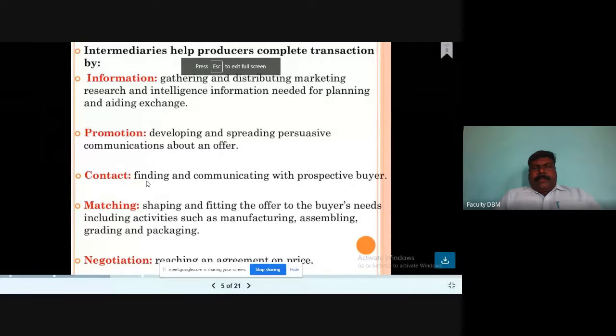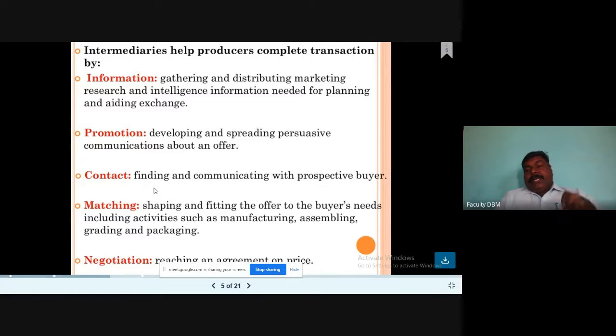So, contact: finding and communicating with prospective buyers. Finding means who is going to sell it, who is going to buy those products, where we can find the buyers. Those are the consumers. So, finding and communicating with the prospective buyer. Prospective buyer means future buyer.